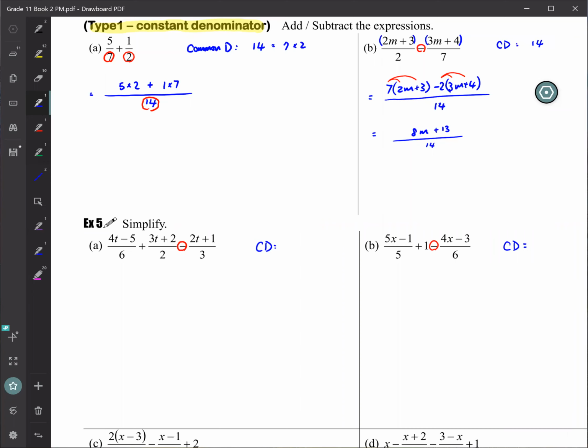For question B, the 1, you can just think of it as 1 over 1, right? It's still a fraction. If you see a 5, 5 is the same as 5 over 1. If it's just an integer itself, it's like over 1.